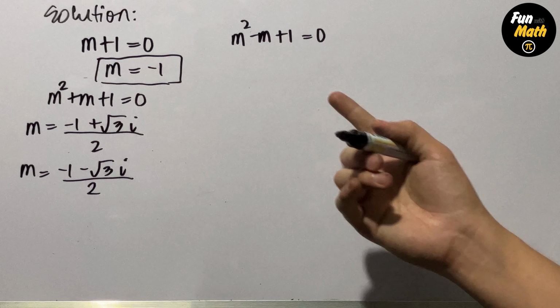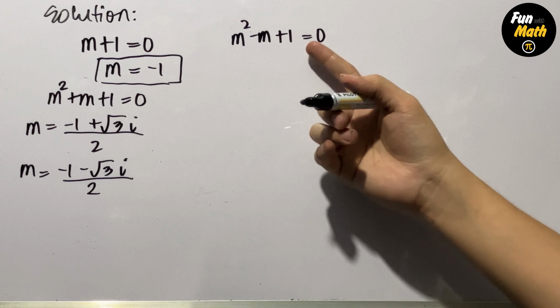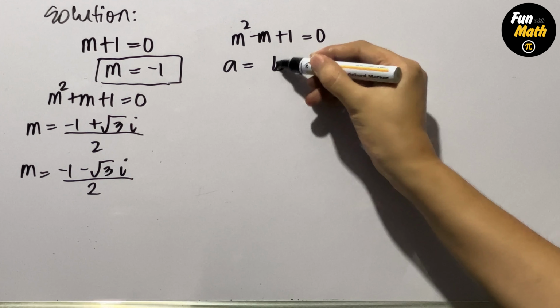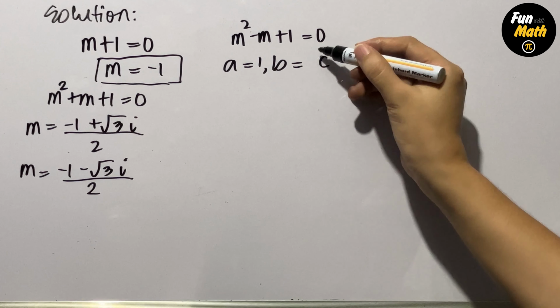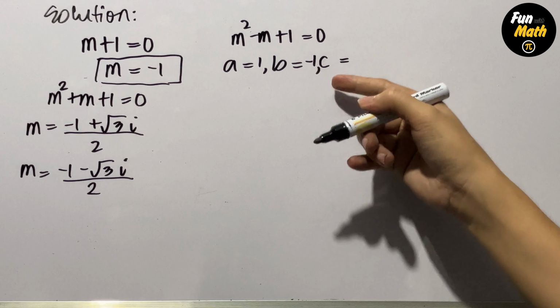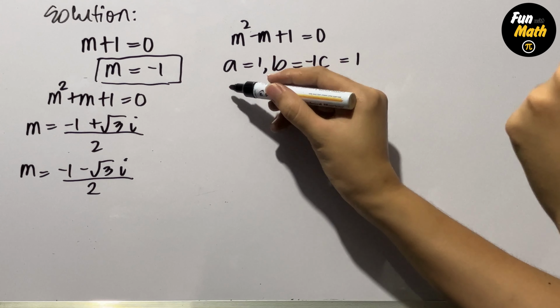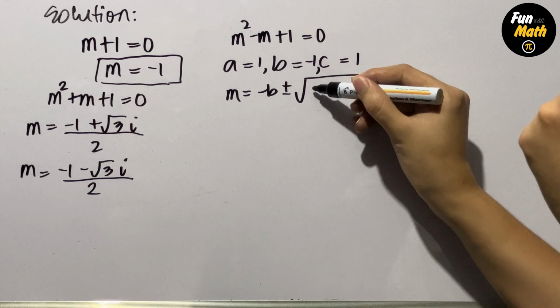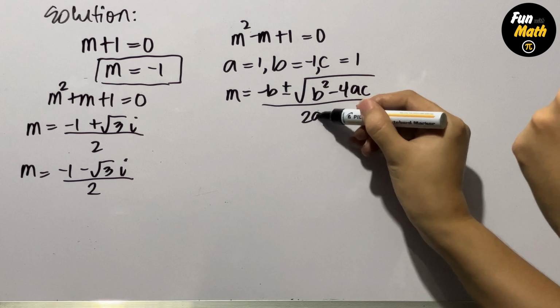So now let's solve for our third equation. m squared minus m plus 1 is equal to 0. So we need to identify the values of a, b, and c. For a, that is 1. For b, that is negative 1. For c, that is positive 1. Now the quadratic formula, same. m is equal to negative b, plus or minus the square root of b squared minus 4ac all over 2a.